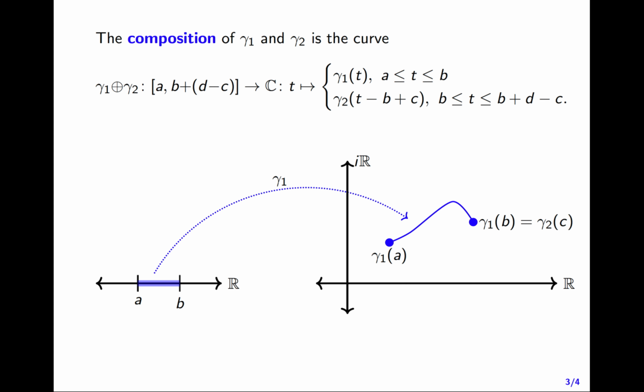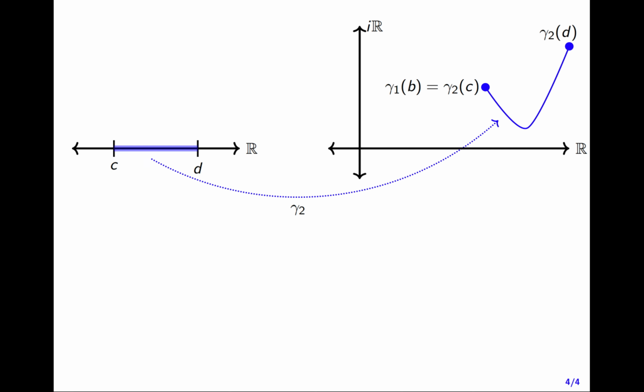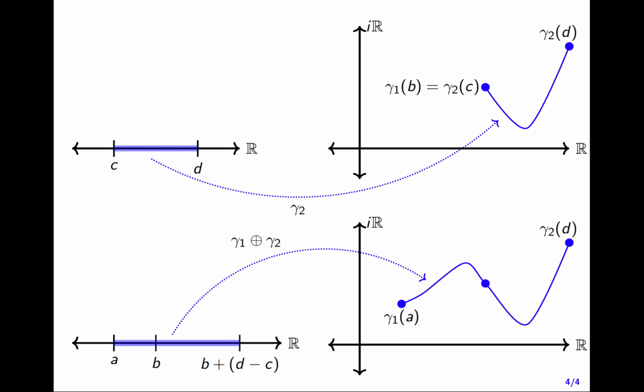We start out with gamma 1 defined on this interval a to b, and then we have gamma 2 defined on some other interval c to d. And we put gamma 1 and gamma 2 together by defining it on an interval that starts at a and goes up to b plus d minus c. So it's sort of like we slide the intervals a to b and then c to d together into one big interval, a to b plus d minus c.